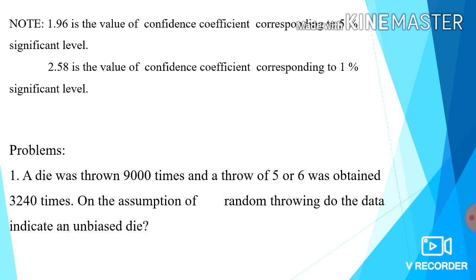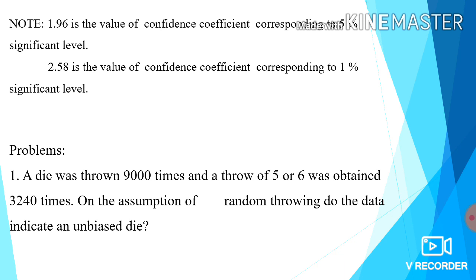Next problem. A die was thrown 9,000 times and a throw of 5 or 6 was obtained 3,240 times. On the assumption of random throwing, do the data indicate an unbiased die? So here, a die is thrown 9,000 times and 5 or 6 is obtained 3,240 times. So this is the observed value. N is 9,000 and the observed value is 3,240.